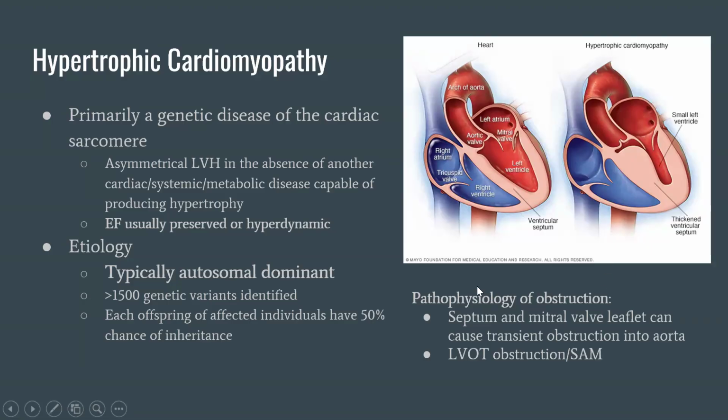So two high-risk features of an obstruction are the septum and the mitral leaflet can cause transient obstruction into the aorta. So you can see here, this is a mitral valve. And if the septal wall becomes so thick, you can get something called SAM, systolic anterior motion of the mitral leaflet. So this closes off blood flow when the mitral valve opens. And that could lead to syncope, hypotension, VT arrhythmias. So this is a high-risk feature when we see this on an echo.